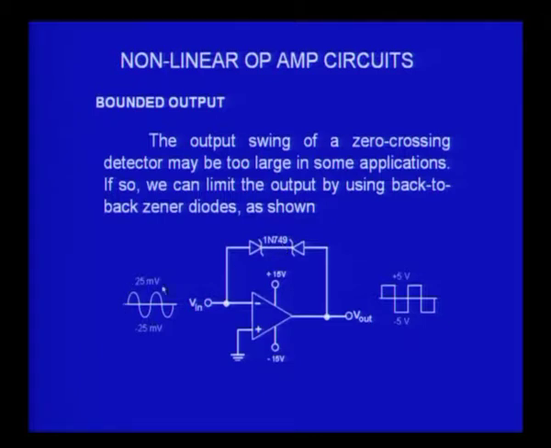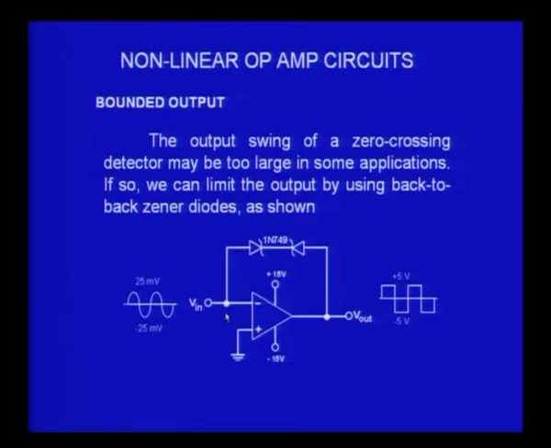Therefore, whenever I apply a sine wave, which cannot be 25 millivolts, it has to be much larger, and the output switches to plus 15 and minus 15, you would find one of the Zener diodes will break down, and the other diode will be forward biased. So, 4.3 volts will appear across one diode, and 0.7 across the other. The total voltage will be 5 volts, and therefore you will get the output swing from plus 5 to minus 5.